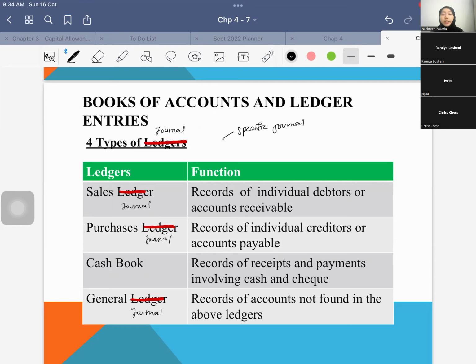Okay, the purchase journal is to record all individual creditors or accounts payable. Meaning the purchase journal is used when we bought something from the supplier on credit. We are actually in debt to the supplier. When you encounter this kind of transaction, you need to record it under the purchase journal.